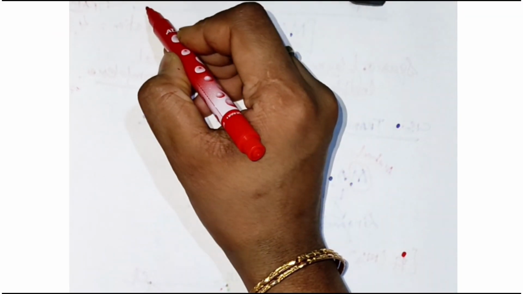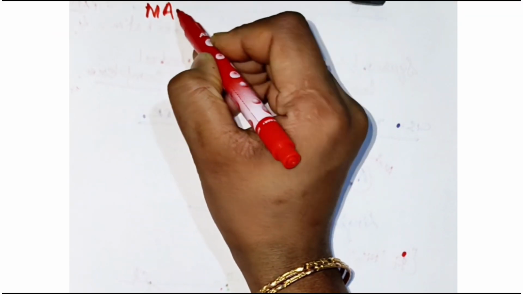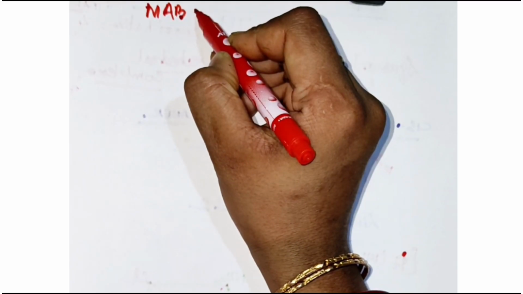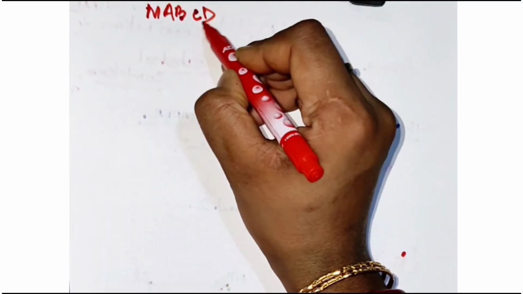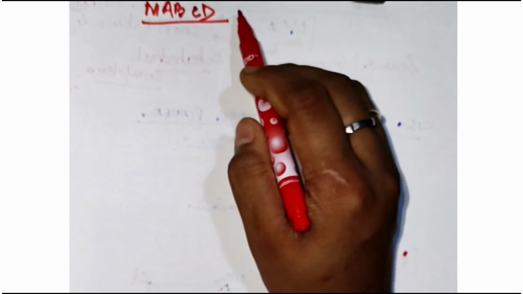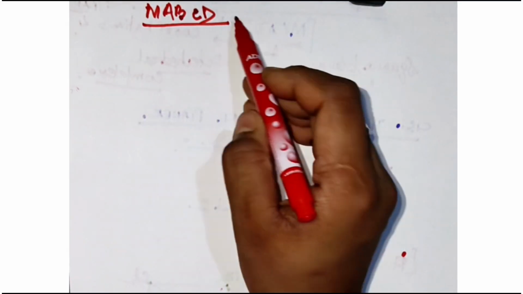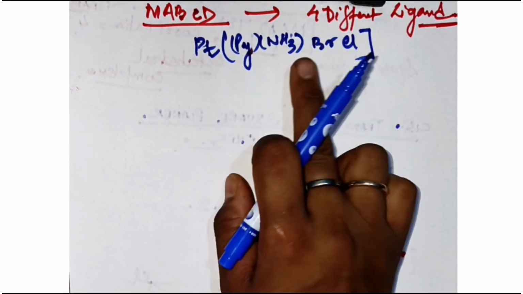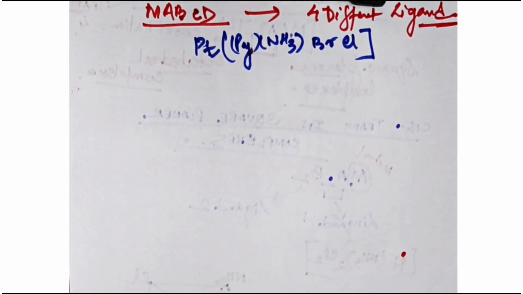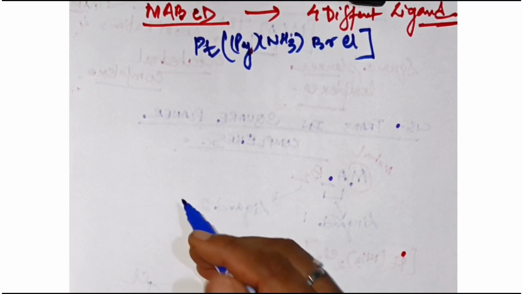Now when the metal atom is of type MABCD, where all these are square planar complexes we are discussing, here for the complex you have pyridine, you have ammonia, you have bromine, you have chlorine. So there are four different ligands. So what will they form?